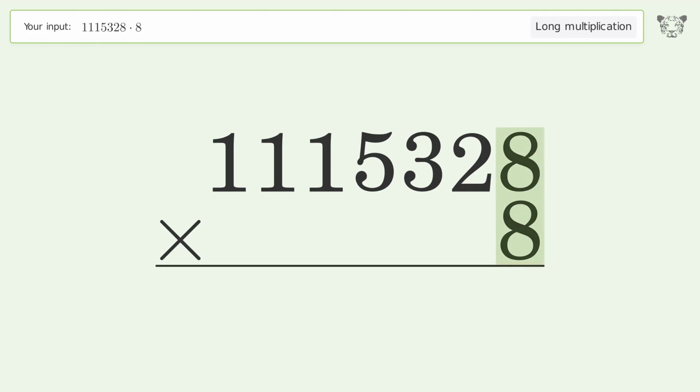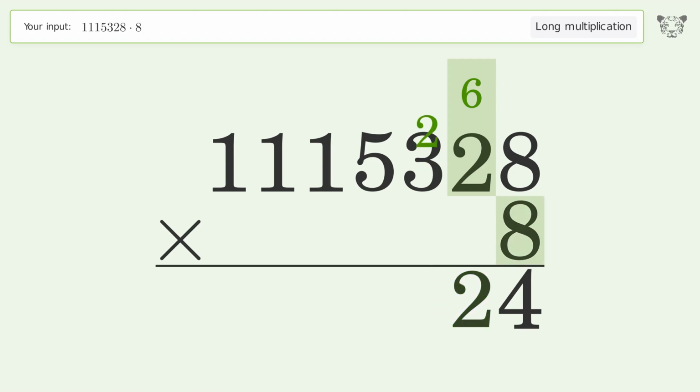8 times 8 equals 64. Because the result is greater than 9, carry the 6 to the tens place. 6 plus 2 times 8 equals 22. Because the result is greater than 9, carry the 2 to the hundreds place.